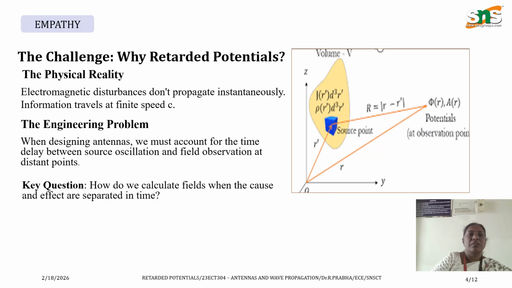So now in the empathize part, the challenge is why to study this retarded potential. There is a physical reality, that is, electromagnetic disturbances don't propagate instantaneously because the information always travels at some speed, which is the speed of light. So here the engineering problem is, when designing an antenna, we must also account for the time delay between source oscillation and the field observation at a distant point. Now the key question is how to calculate the fields when the cause and effect are separated in time.